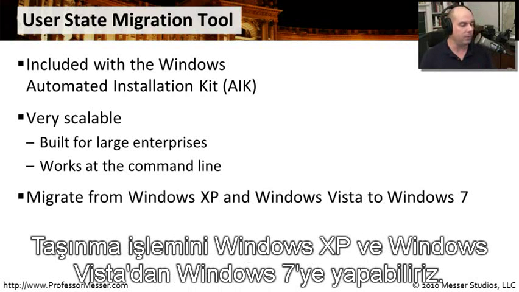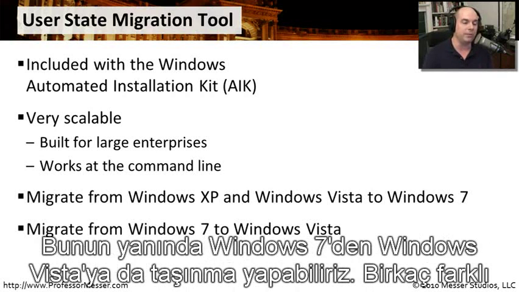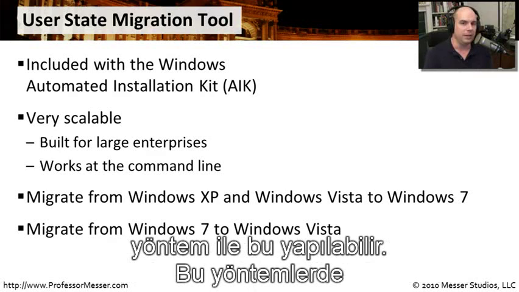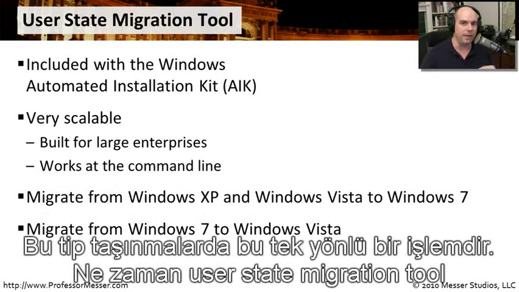So we can migrate from Windows XP and Windows Vista to Windows 7. We can also migrate from Windows 7 to Windows Vista. So a couple of different ways where you can start in one operating system and go to the other. Notice you cannot migrate from Windows 7 back to Windows XP. That's a one-way trip whenever you make that type of migration.